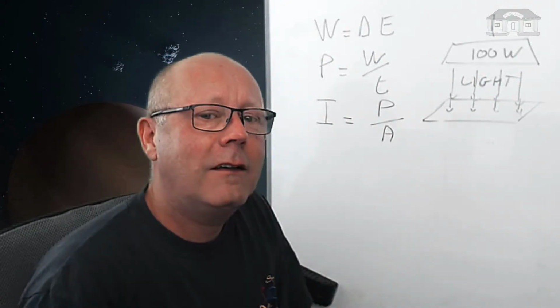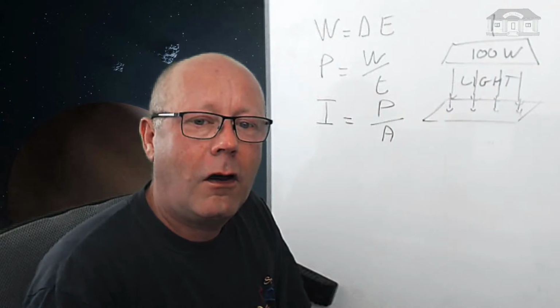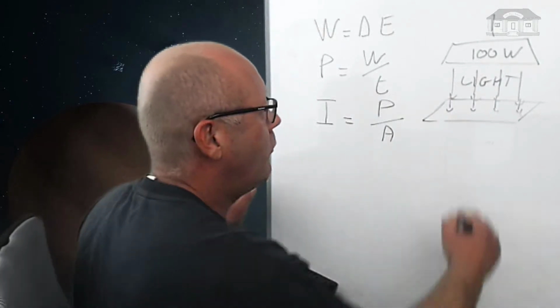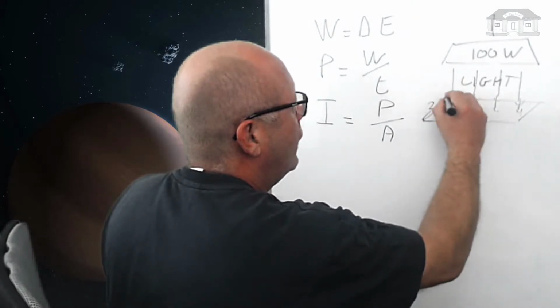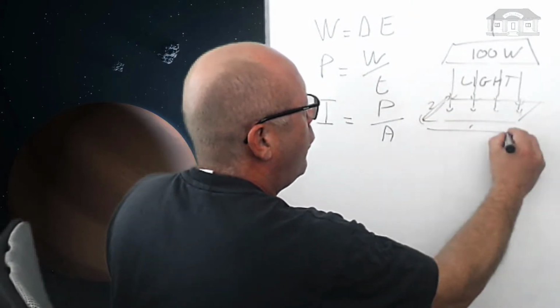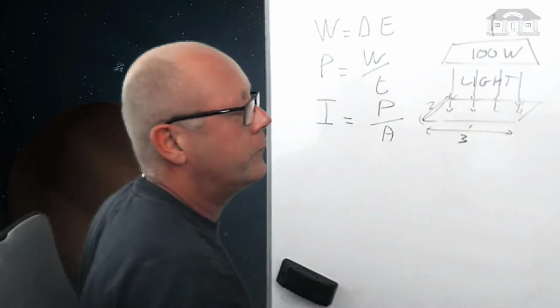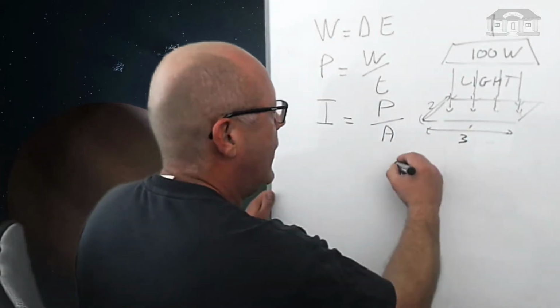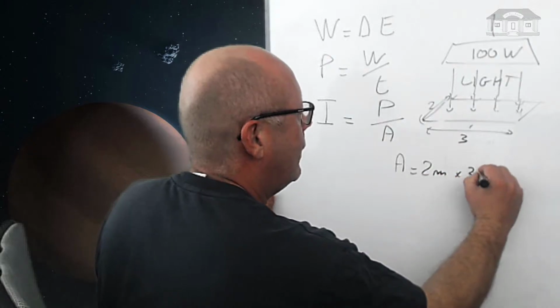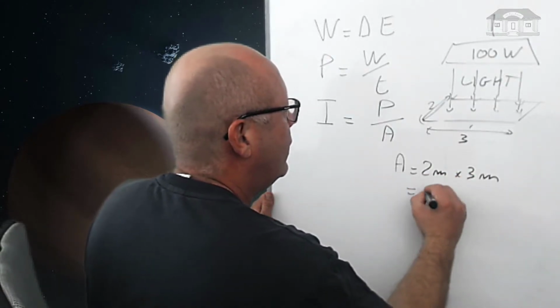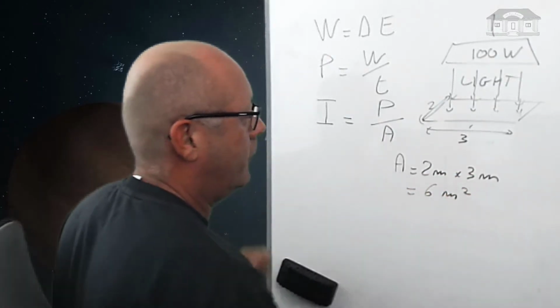But let's look at one unit of the surface of the paper. Say the paper is, I don't know, 2 meters like this and 3 meters like that. The area of the paper will be 2 meters multiplied by 3 meters, that is 6 meters squared.